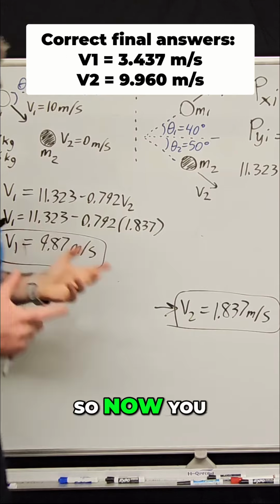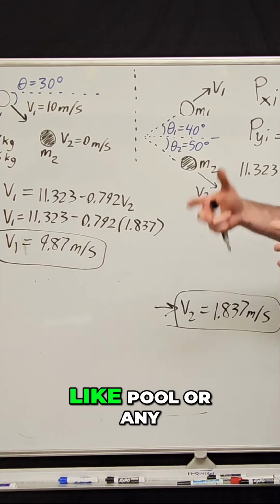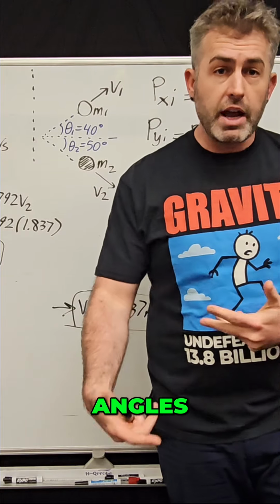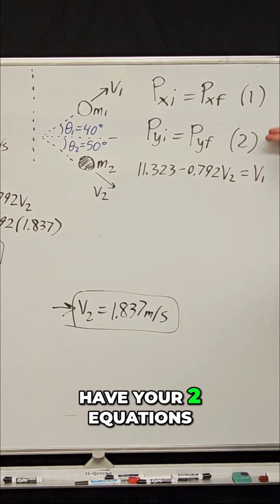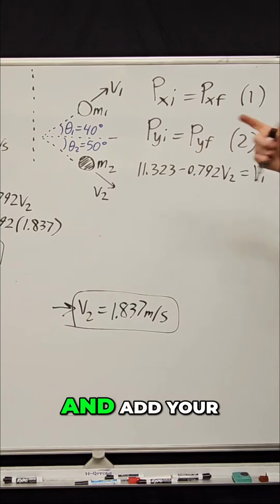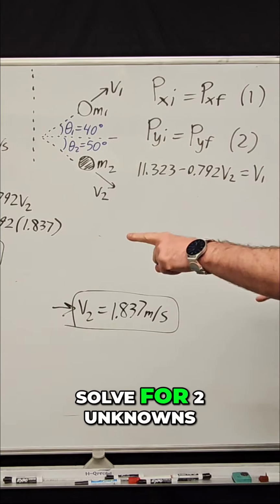angle. So now you can see that using the law of conservation of momentum for a game like pool, or any game where you have masses moving at velocities at particular angles, as long as you have your two equations, you can add all the momentum before and after in the x direction, and add your momentums before and after in the y direction. You can always solve for two unknowns.